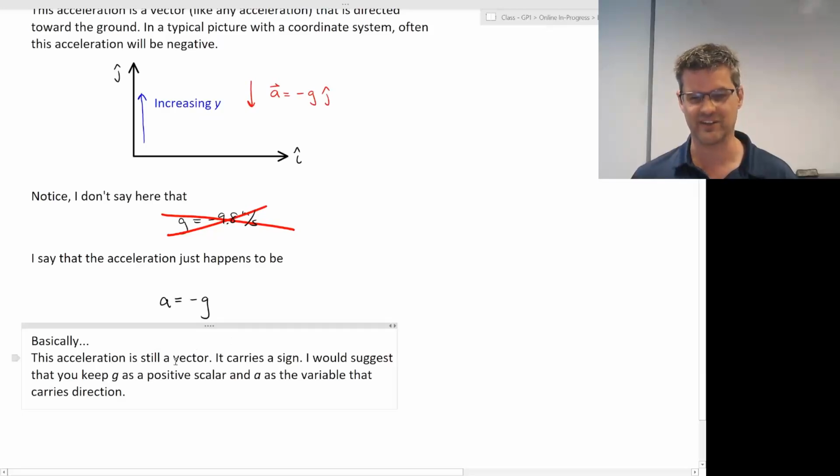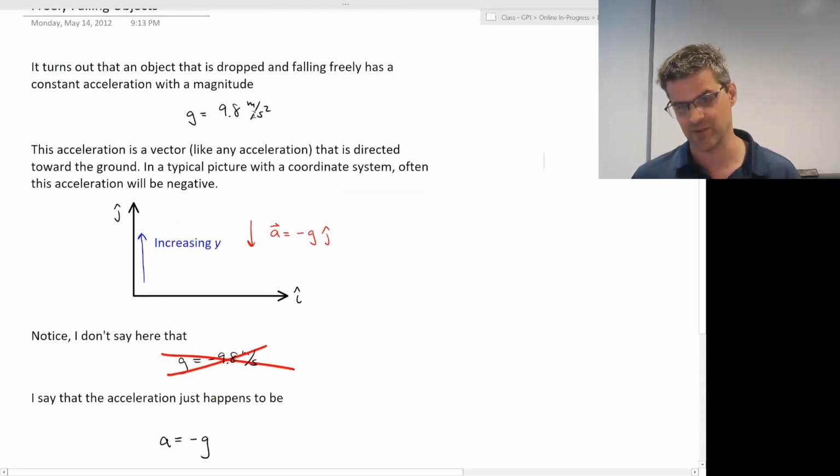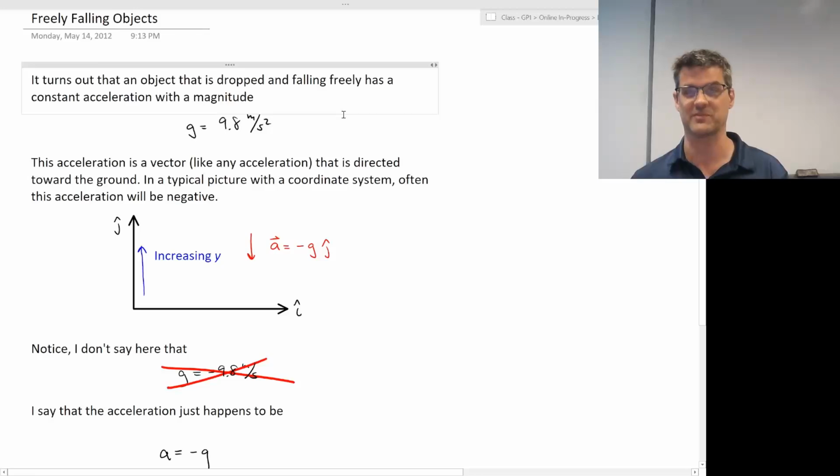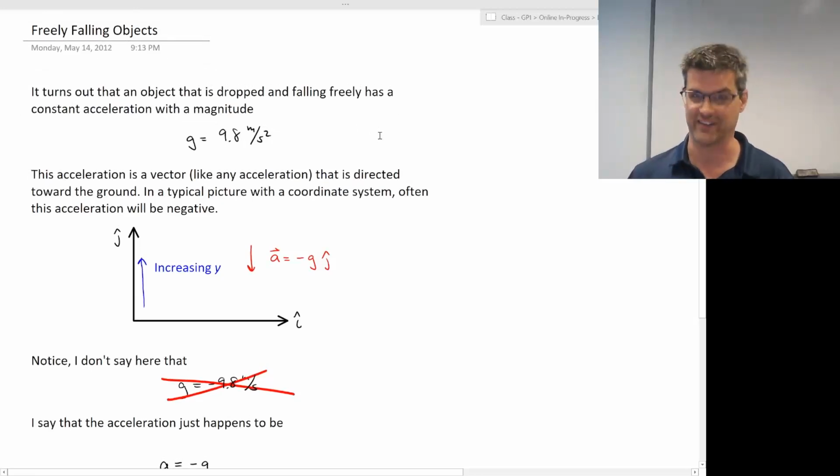So acceleration is a vector. That vector carries a sign. That vector has a magnitude. The magnitude of that vector for freely falling objects is little g. And it has units of acceleration, meters per second squared. And like I said, 9.8 meters per second squared is a lot of acceleration. It really, really is.